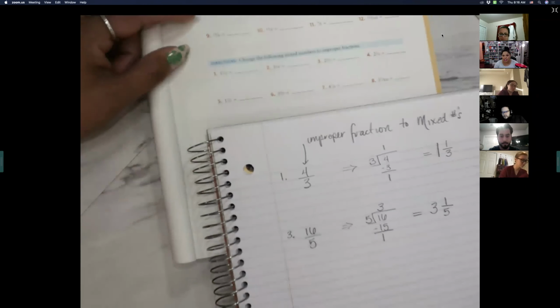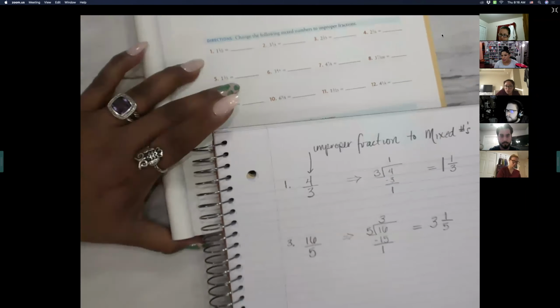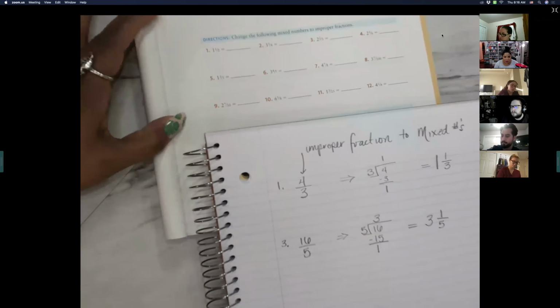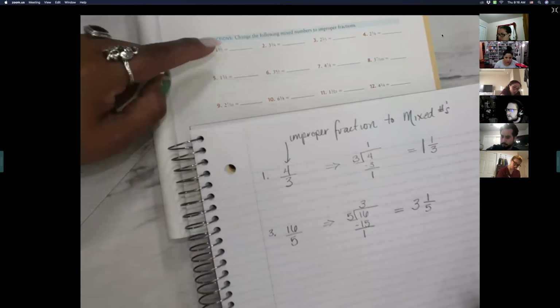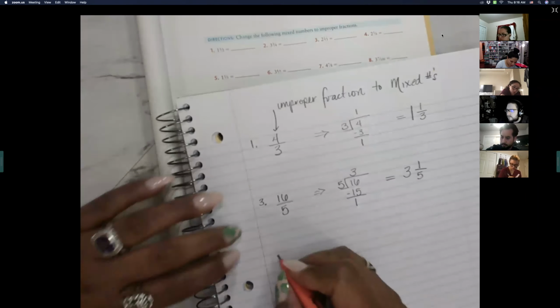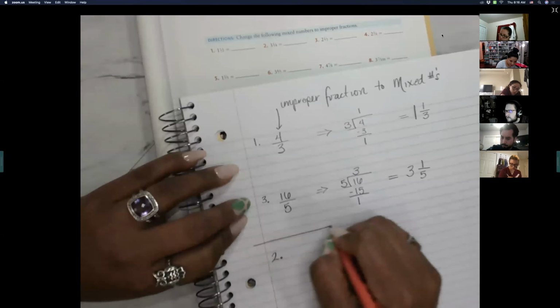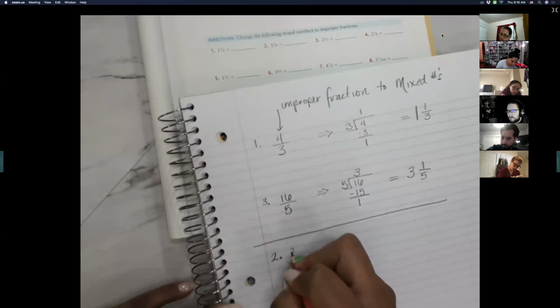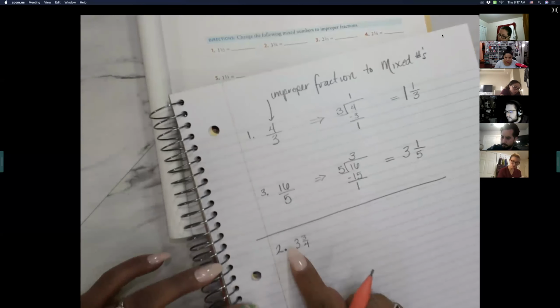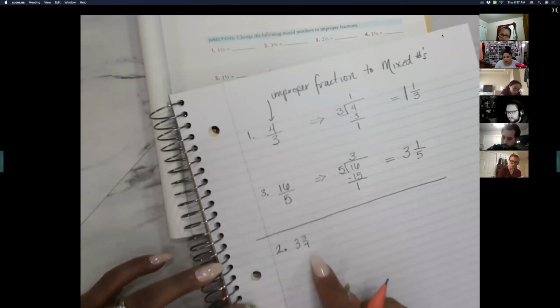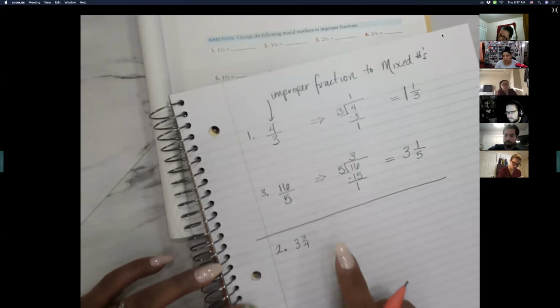Okay, so you get the idea of going from improper fractions to mixed numbers. So the next section is just going in the reverse direction. Now we're changing mixed numbers into improper fractions. So I'm gonna go ahead and do number 2 from this section, which is asking us to convert 3 3/4. So this is a mixed fraction. Convert this mixed number into an improper fraction.